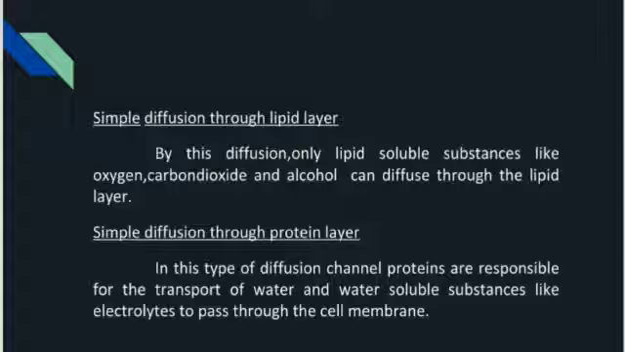Second, simple diffusion through protein layer. In this type of diffusion, channel proteins are responsible for the transport of water and water-soluble substances like electrolytes to pass through the cell membrane.